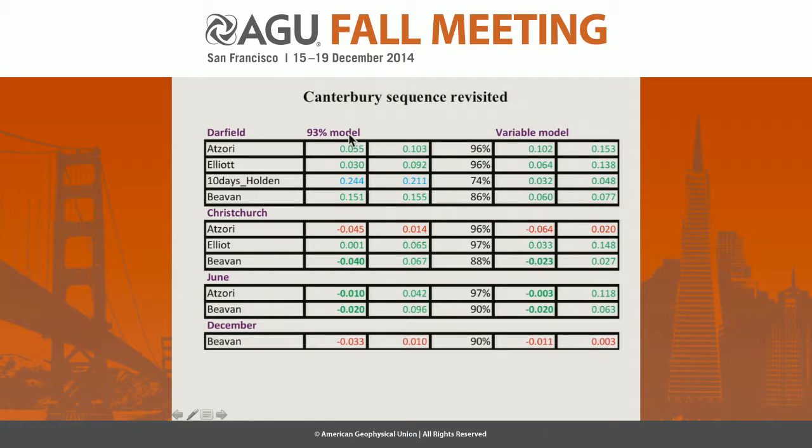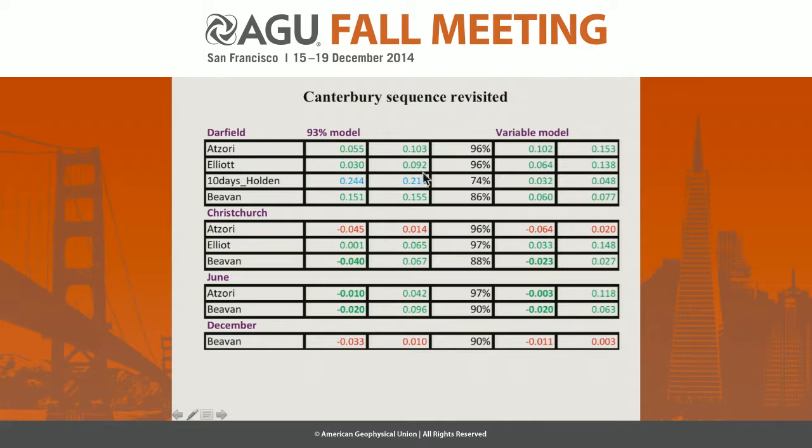So we put 93% of the events in the positively stressed areas. This is a model where we calculate the correspondence between the map and the initial aftershocks in the learning period, and then alter that percentage. Okay? And this is the percentage that were observed to happen in positively stressed areas. This is after the Darfield earthquake, the Christchurch, the June earthquake then, and the December. So the 4 events.